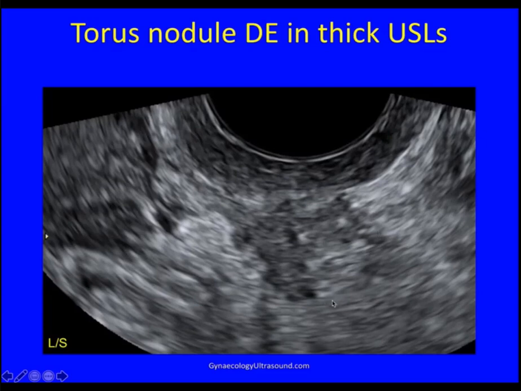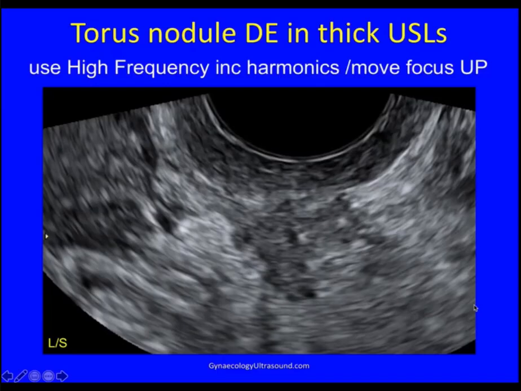And the way that you can see this is you need to narrow your field of view so that you're sending all your ultrasound waves to this little area. Then you need to go high frequency, as high as you can, including the highest within the harmonics range. And then lastly, you need to move your focus up so that your focus is looking at this area. And that's when you will start to see nodules of deep endometriosis. So this is deep endo within very thick fibrotic uterosacral ligaments.